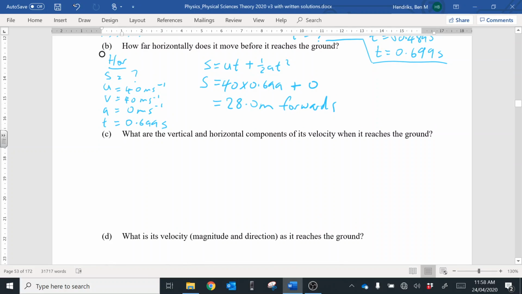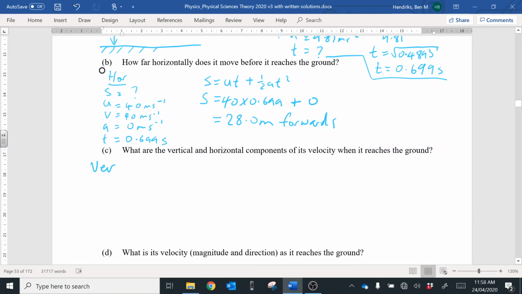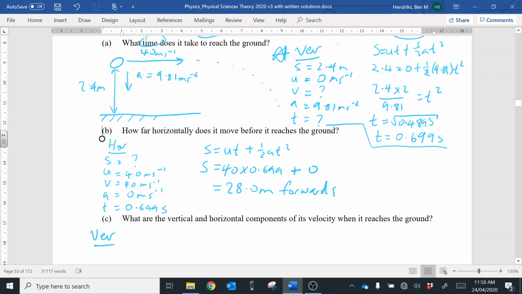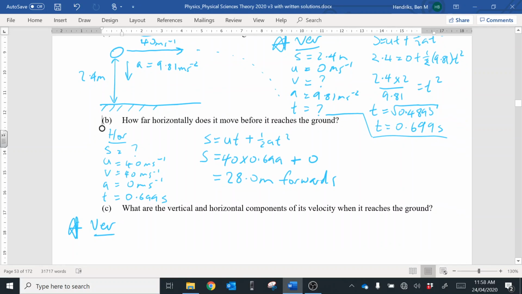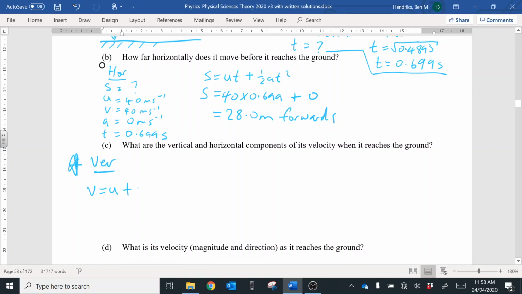What are the vertical and horizontal components of its velocity when it reaches the ground? So if we look at the vertical first, we've written our SUVAT up here, so I'm going to put a star in there. And we can now use V equals U plus AT. V is equal to 0 plus 9.81 times 0.699, and that's equal to 6.86 metres per second downwards.